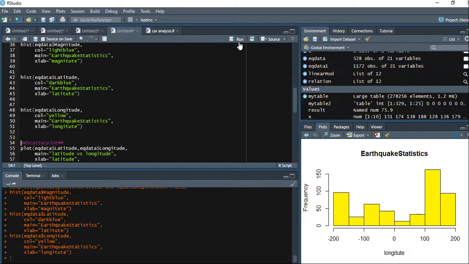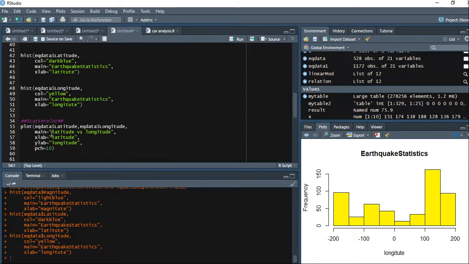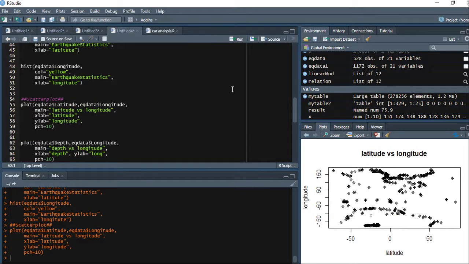The next is on the x-axis we have the frequency, and on the y-axis we have the longitude. So it varies from minus 200 to 200, and here is the histogram. So next is the scatter plot. So here is a scatter plot of latitude and longitude. On the x-axis we are considering longitude, and on the y-axis we are considering latitude.